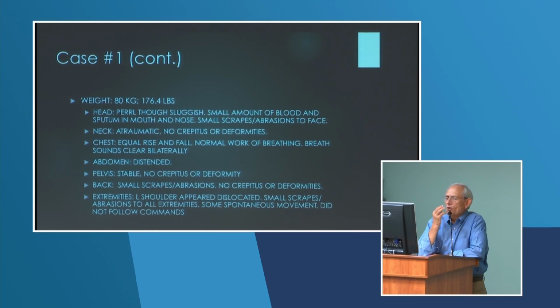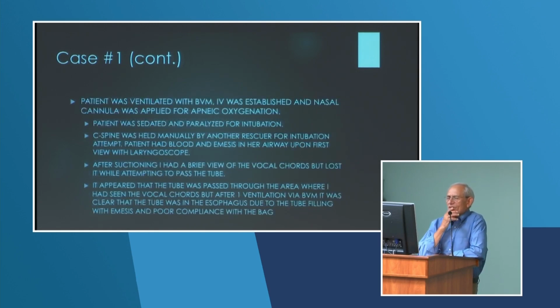Pupils equal reactive, small amount of blood and sputum in mouth and nose, neck atraumatic, chest equal rise and fall, abdomen distended, small scrapes and abrasions in the back, left shoulder appears dislocated. Some spontaneous movement, did not follow commands. Patient sedated and paralyzed for intubation, ventilated first with a BVM, IV was established, nasal cannula applied for apneic oxygenation. C-spine was held manually for intubation.